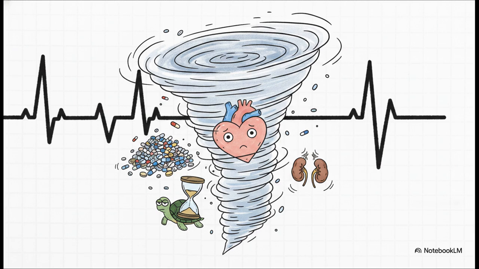It's a mathematical setup for disaster. You've got a prolonged QTc interval combined with a slow heart rate. Add in some polypharmacy, maybe some Zofran or azithromycin, and a little renal dysfunction so they can't effectively clear the drugs. And boom, you've created the absolute perfect storm for an R-on-T phenomenon.